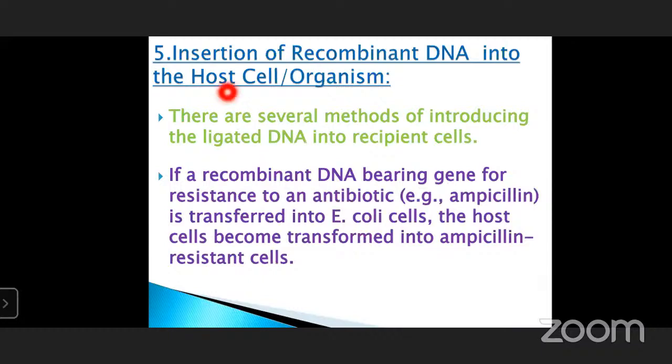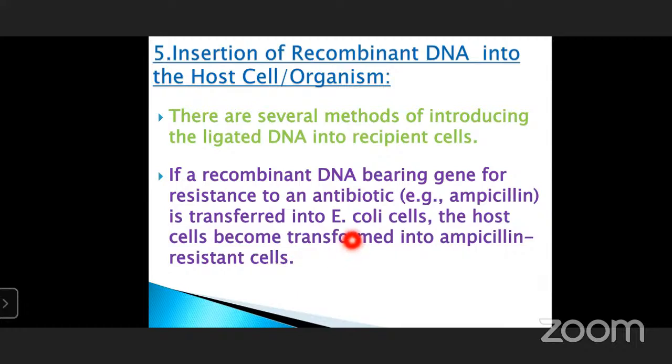Next, the last step is insertion of recombinant DNA into a host cell or host organism. Once rDNA is ready, it is inserted into a suitable host cell or host organism. This insertion takes place with the help of several methods. If a recombinant DNA bearing a gene for resistance to an antibiotic, that is ampicillin, is transferred into E. coli cells, the host cells become transformed into ampicillin resistant cells.